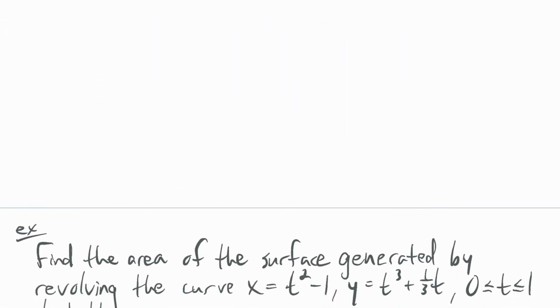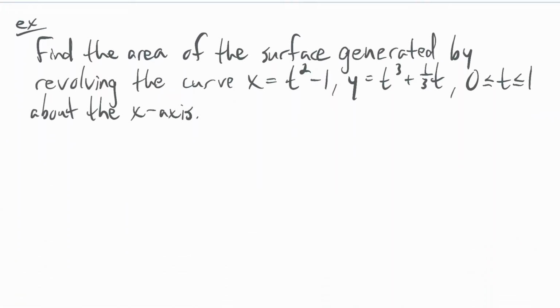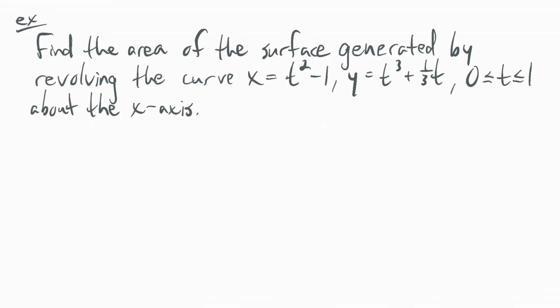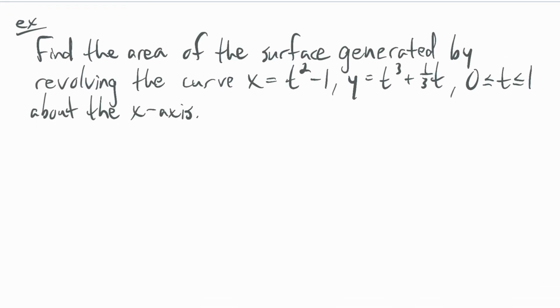Okay, what's next? Find the area of the surface generated by revolving the curve x equals t squared minus 1, y equals t cubed plus 1/3 t, from 0 to 1, about the x-axis. I don't have a graph for this one. Basically, I chose this one carefully. This 1/3 is kind of important so that it works out relatively easily. If you just pick random ones, the integral you end up doing might be kind of a pain.